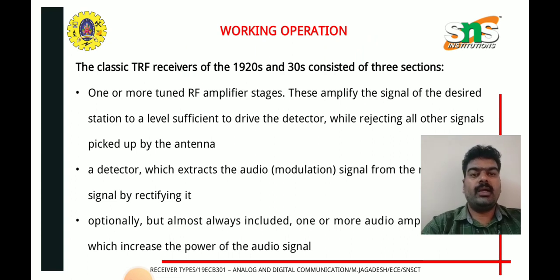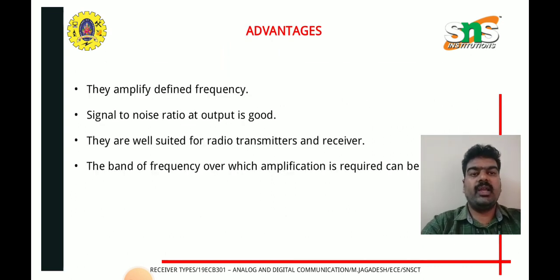And as I told you, it has three sections. One is the RF amplifier stage to amplify the signal, the detector section which extracts the audio modulated signal from the modulated signal, and the third one is the audio amplifier which amplifies the signals. And the advantage of the TRF receiver is that tuned amplifiers amplify defined frequencies. The signal to noise ratio at the output is good. They are well suited for radio transmitter and receiver. The band of frequency over which amplification is required can be changed.